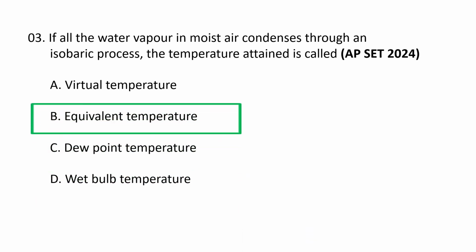Equivalent temperature. The temperature attained when all the water vapor in moist air condenses via an isobaric process, with the released latent heat used to heat the air parcel, is called the equivalent temperature. And this theoretical temperature accounts for both the initial sensible heat and the latent heat that would be released from the total water vapor which is present in the parcel. So if all the water vapor in moist air condenses through an isobaric process, the temperature attained is called an equivalent temperature. B is the correct option.